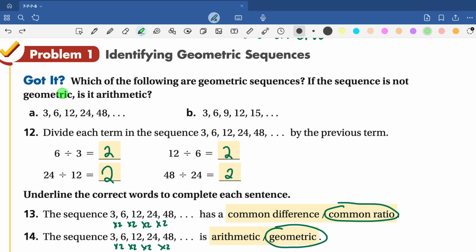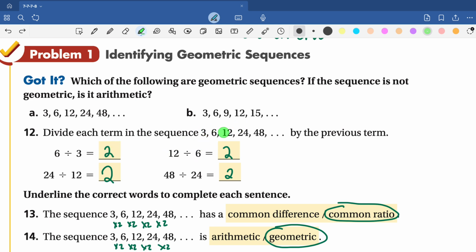If the sequence is not geometric, is it arithmetic? So remember, if it's geometric, it has a common ratio. If it's arithmetic, it has a common difference. So to check to see if A has a common ratio, divide each term by the previous term. So the first term I can't divide by a previous term because that's the first term. But the second term I can divide by the first term to see if there's a common ratio. And I get 2. 6 divided by 3 is 2.